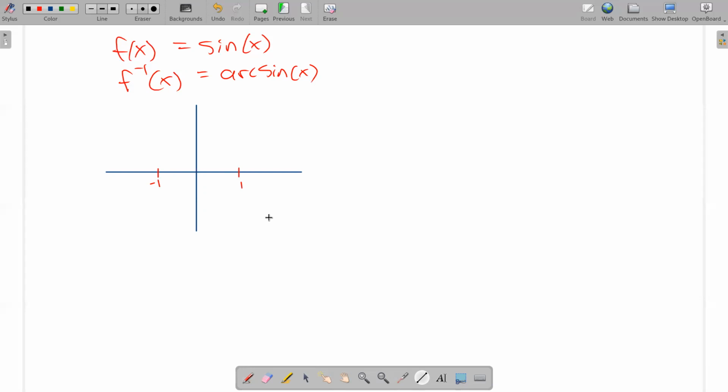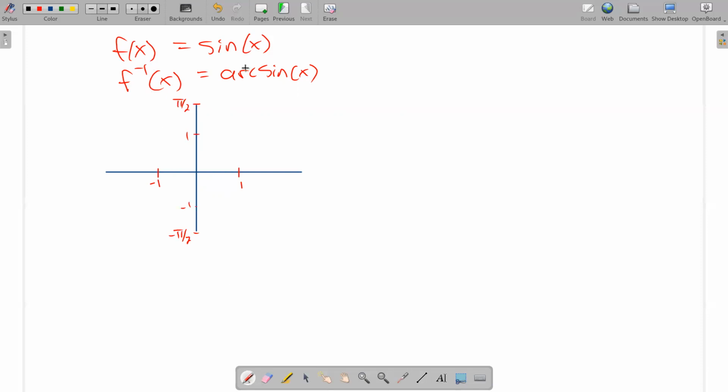Pi is about 3, so pi over 2 would be about 1.5. So if I was going to draw this to scale, if 1 is about here, 1.5 would be about here. So pi over 2 would be a little bit higher, be about there. -1, negative pi over 2 would be about there.